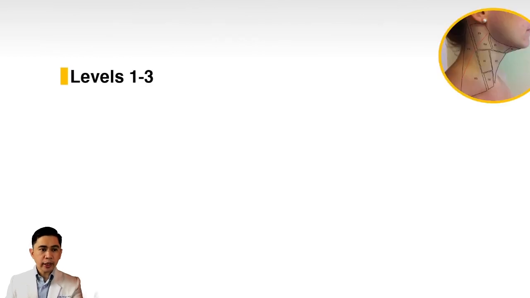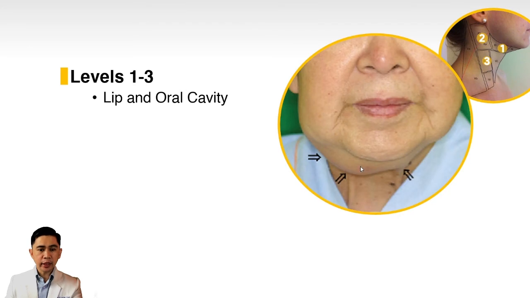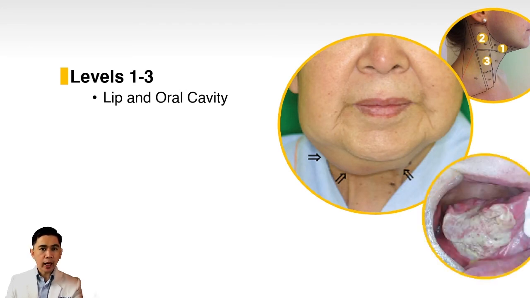So if you are presented with any lymph nodes from levels 1 to 3, you should suspect that the primary must be in the lip or in the oral cavity. A patient presenting with a neck mass in the submental area. And true enough, this patient has a tongue cancer.